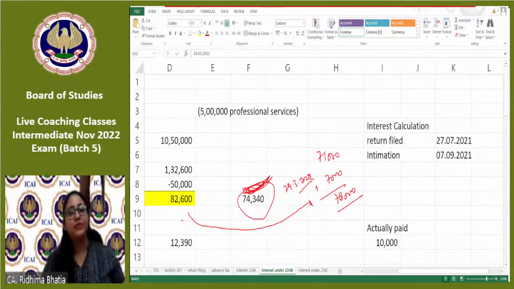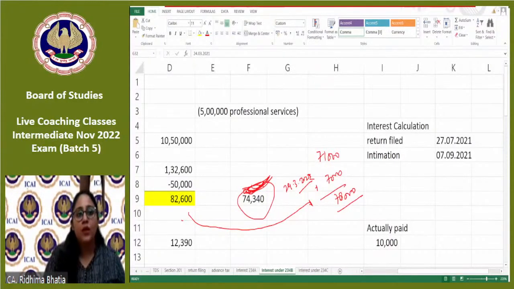Obviously, if you have deposited more advance tax, the government would not pay you interest under section 234B. There is another section under which the government pays interest if you have deposited more tax. But obviously, 234B is for non-payment or short payment of advance tax for the entire advance tax.